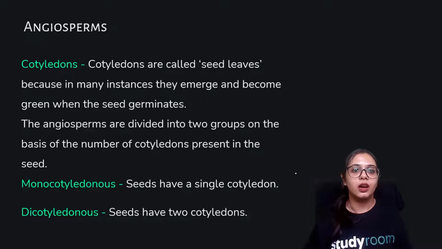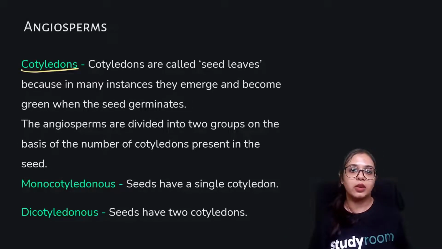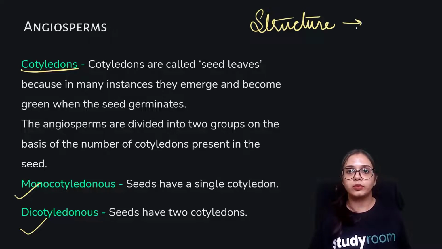Moving on, let's again talk about the cotyledons. The cotyledons are called the seed leaves because in many instances, they emerge and become green when the seed germinates. So you know that there are monocotyledonous plants and there are dicotyledonous plants. So what happens is that these cotyledons are a structure of the embryo. You know this.